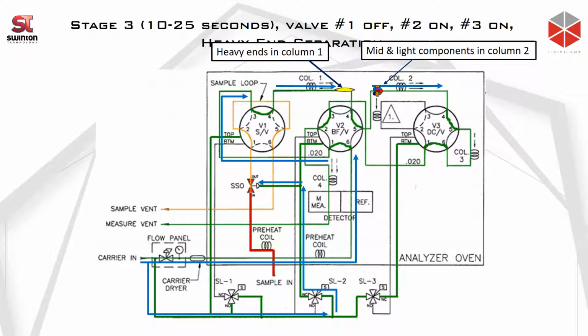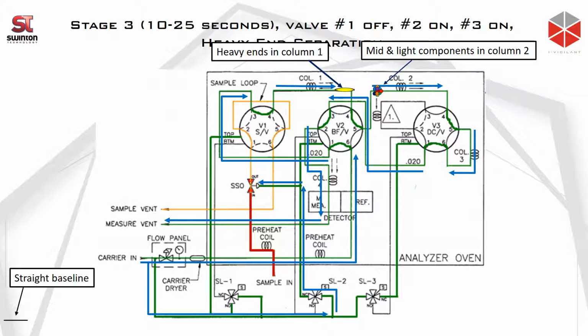The other thing that might happen is that the end of the mid component, which in this case is unpainted, can sometimes stay in column 1 before the valve actually actuates. So we have to make sure that all the heavy ends remain in column 1, and all the mid and light components go into column 2. What happens next? The helium will still go through column 3, and then through the measurement detector. Helium in, helium out, we still have a straight baseline.